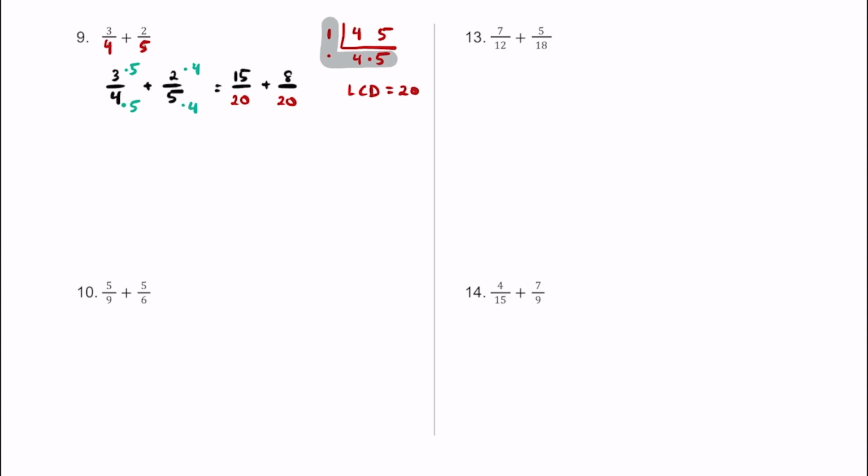Now that we have common denominators, we can go ahead and add 15 plus 8, and that's going to be over this 20. Now what is 15 plus 8? That's going to be 23. So we have 23 over 20. I believe that's going to be our final answer. Unless you want a mixed number, you can rewrite this as 1 and 3/20, and that's cool too.